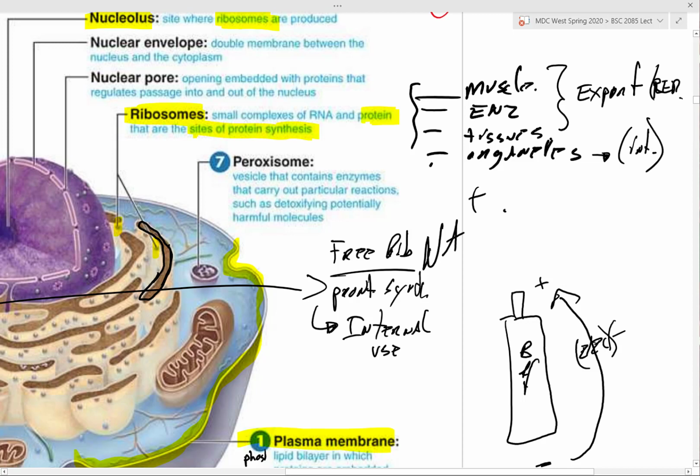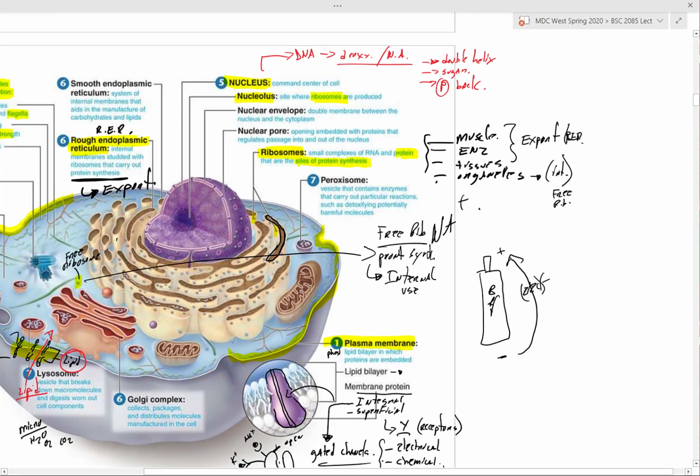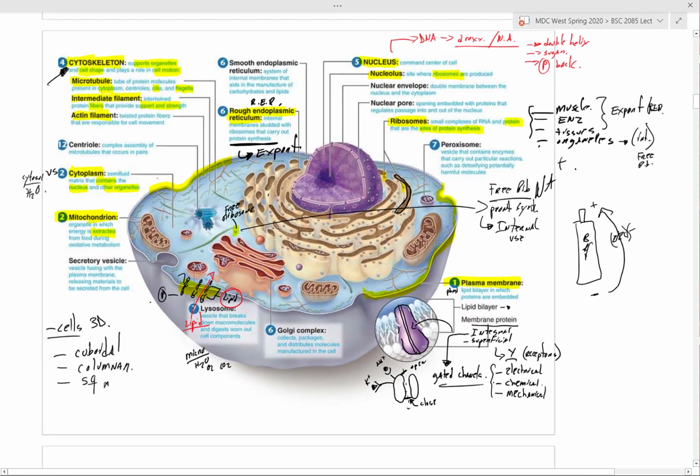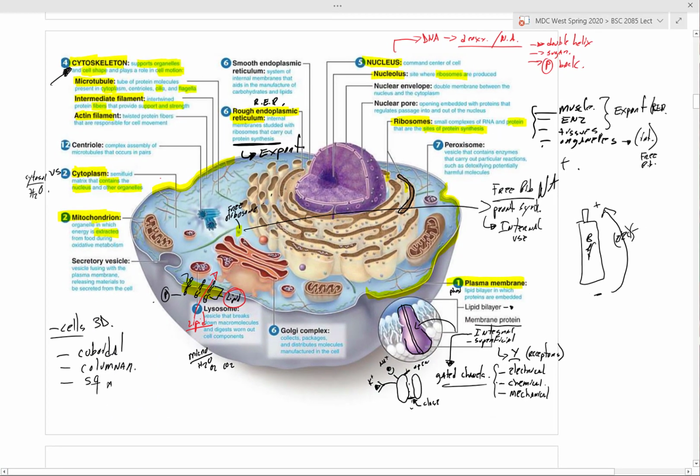So that is your free ribosomes. Everybody got that? If you're following along the way I'm separating it, it's going to take you a lot easier route to go through this chapter because they kind of make it a little complicated. Any questions before I move forward?